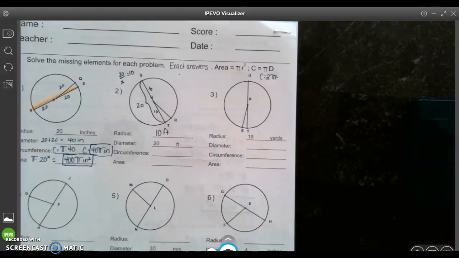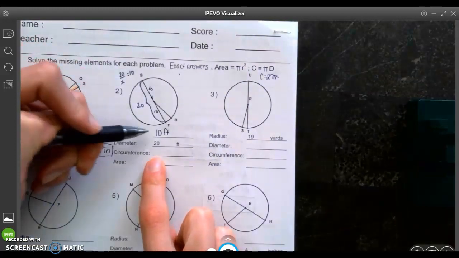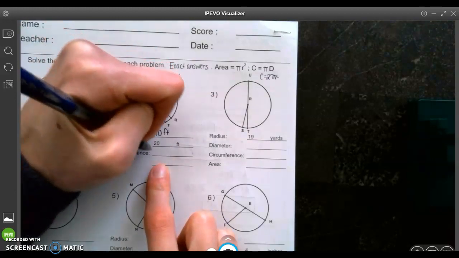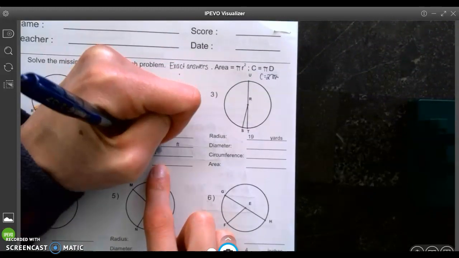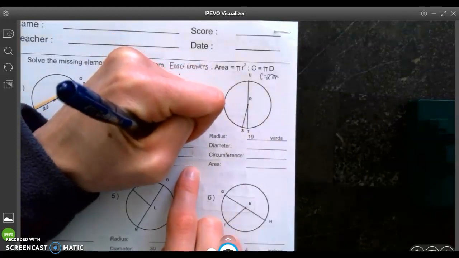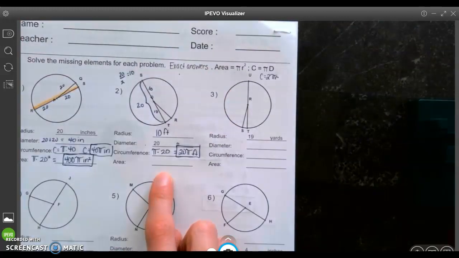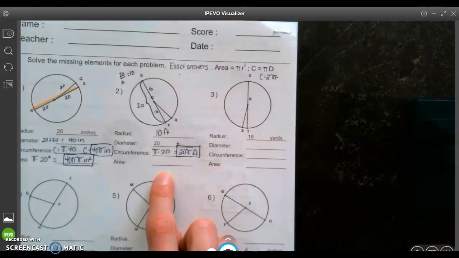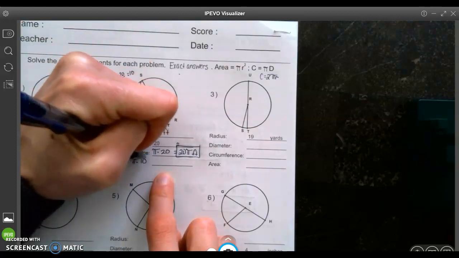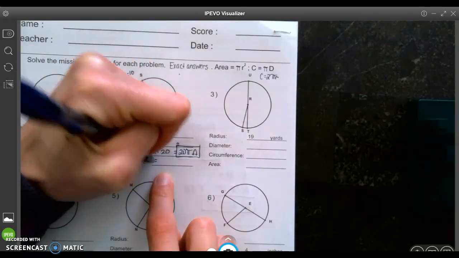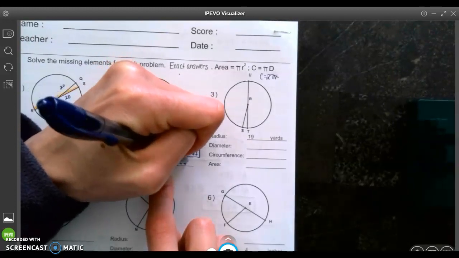Then, same thing for circumference. You can use either of these formulas because now you have diameter and radius, so whichever one you want. I'm going to say pi times diameter is 20. So it's 20 pi feet. That's my circumference. Area is pi times radius, which is 10, squared. So that's 10 times 10 is 100 pi feet squared.